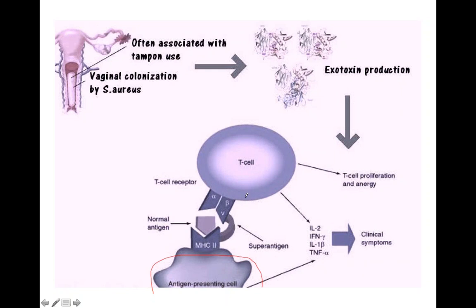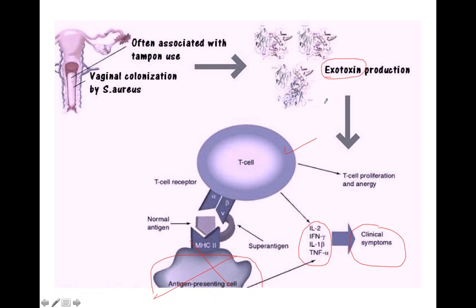So they will present the antigen to the T cell, and there will be activation of these T cells, and they will liberate various interleukins, okay, as you can see, and that will cause clinical symptoms. But here, in case of toxic shock syndrome, there is production of exotoxin. So this exotoxin will cause direct activation of this T cell. That's why they are called super antigen, because they cause activation of the T cells directly without any processing. There is no involvement of these antigen presenting cells, okay. So there is direct activation of the T cells. So that's why they are called super antigen, okay.